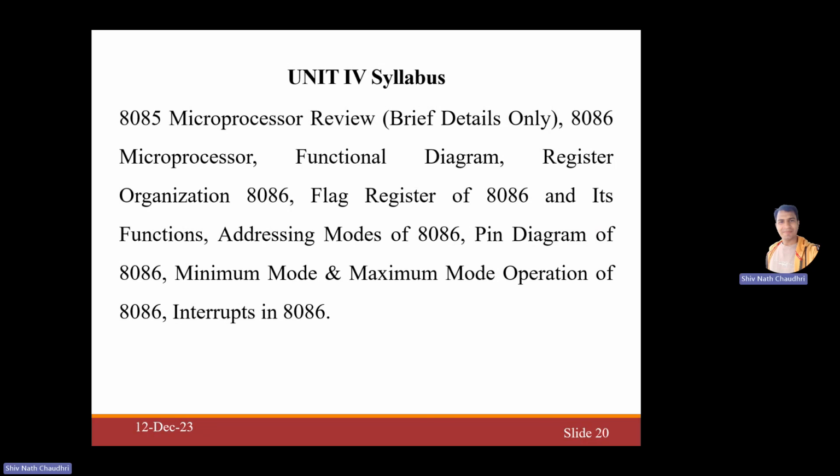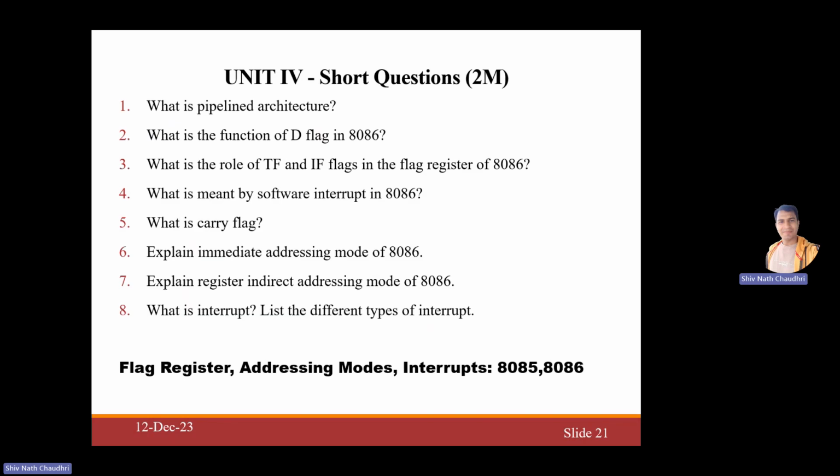In the fourth unit you have an introduction to the 8085 microprocessor and the 8086 microprocessor, and the functional diagram, register organization, flag register of 8086 and its functions, addressing modes, pin diagram, minimum mode, maximum mode of 8086, and interrupts of 8086. In this fourth unit, these questions were asked for 2 marks in the previous exam.